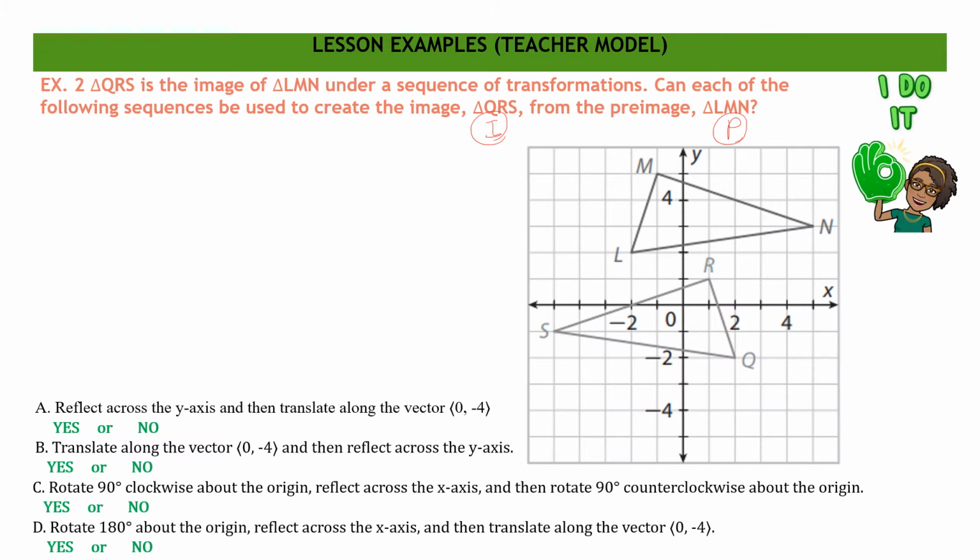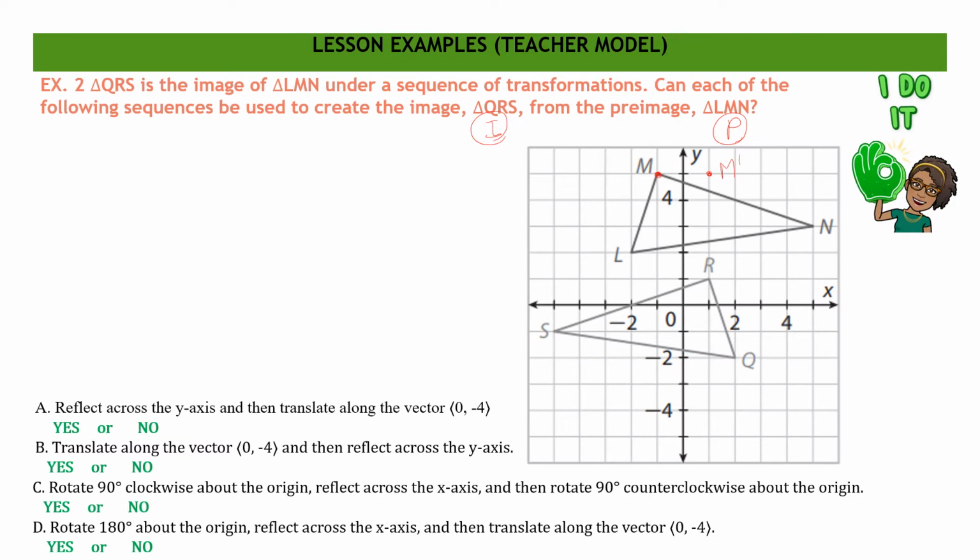It is not a sequence that we can use to map these two images onto each other. So to reflect along the y-axis, remember, the definition of a reflection is that all of the points in my pre-image are equally distant from the reflective line as the points in my image. So if we start with point M, we see it is 1 unit away, so M prime is also 1 unit away from the line of reflection.